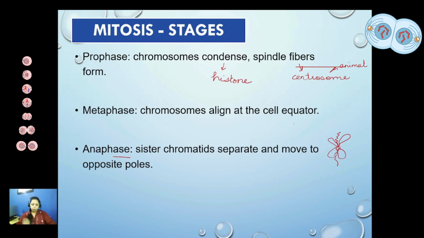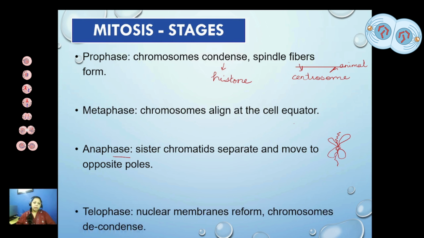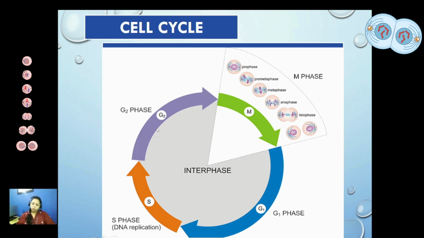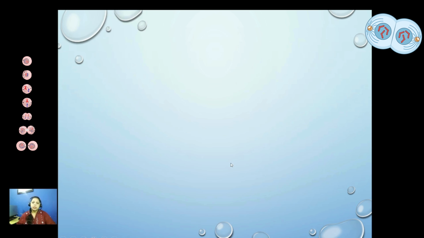so each moves to one end, like two different poles. And the last one is the telophase, in which the nuclear membrane reforms and the chromosomes decondense into the DNA thread-like structure, meaning they uncoil themselves. Let's go into the detail of each one of the phases. So the prophase, prometaphase, metaphase, anaphase, telophase and the cytokinesis.